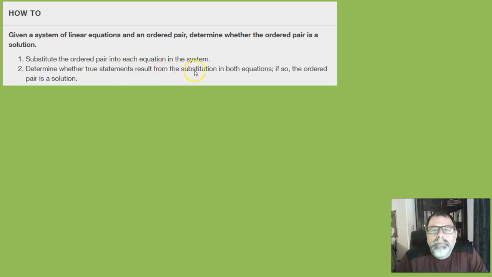Whether true statements result from the substitution in both. And if it does, then that ordered pair is a solution. So basically, you just substitute. You plug in the x and y into each equation, see if you get a true statement for each equation. And if it's true for both, see, that's the key word, both, then it's a solution.